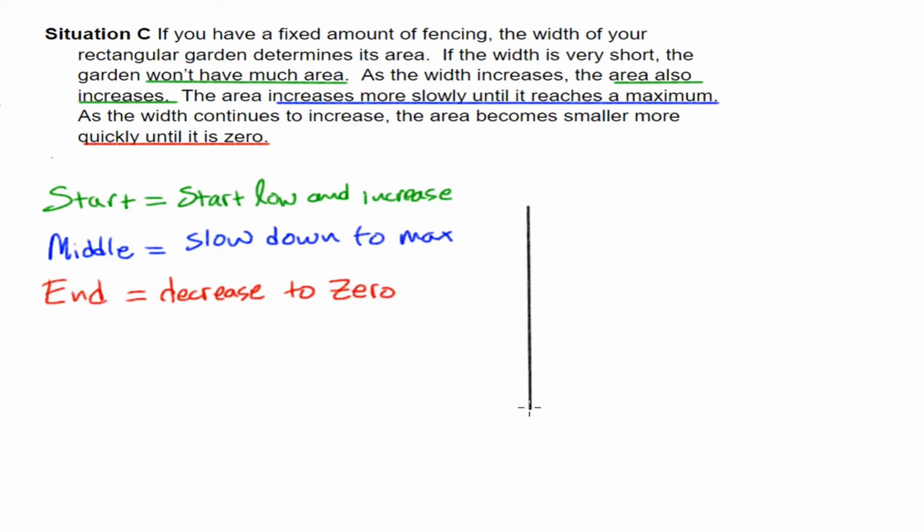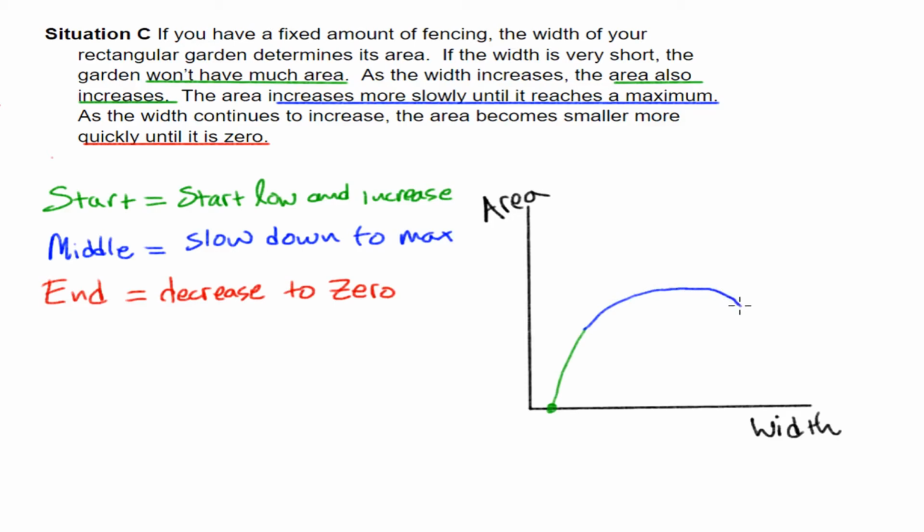All right, let's graph it out. Here we don't actually have time as our x value. It's going to be the width of the garden is what determines the area. If I start low, that means I'm actually going to probably start at 0, and I'm going to increase. Then it says I slow down, I have a maximum, I start to decrease all the way down to 0. So this would be a rough graph of this story.